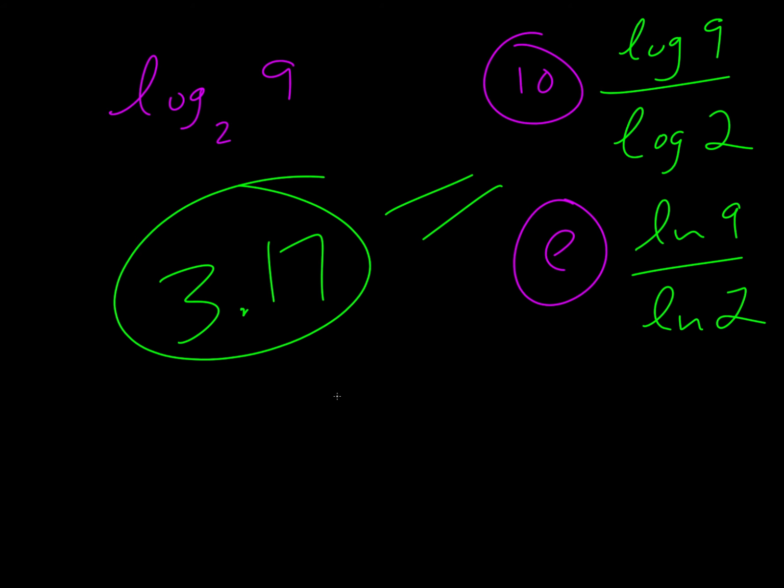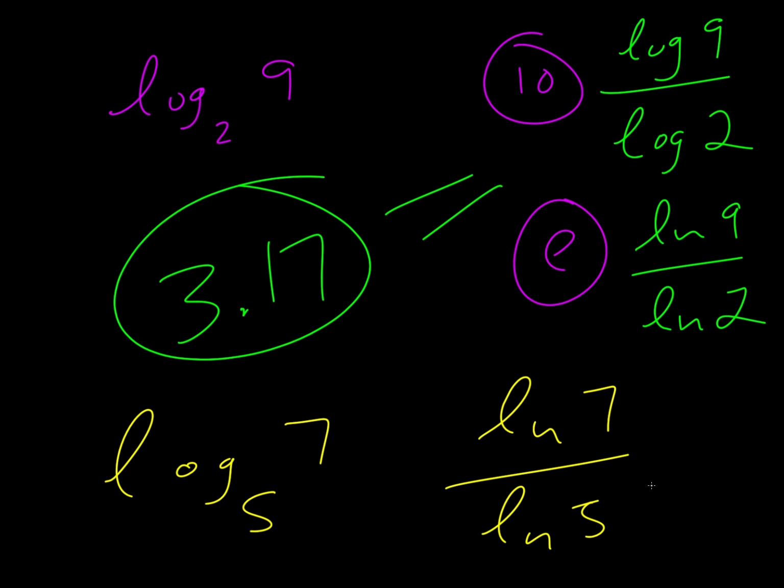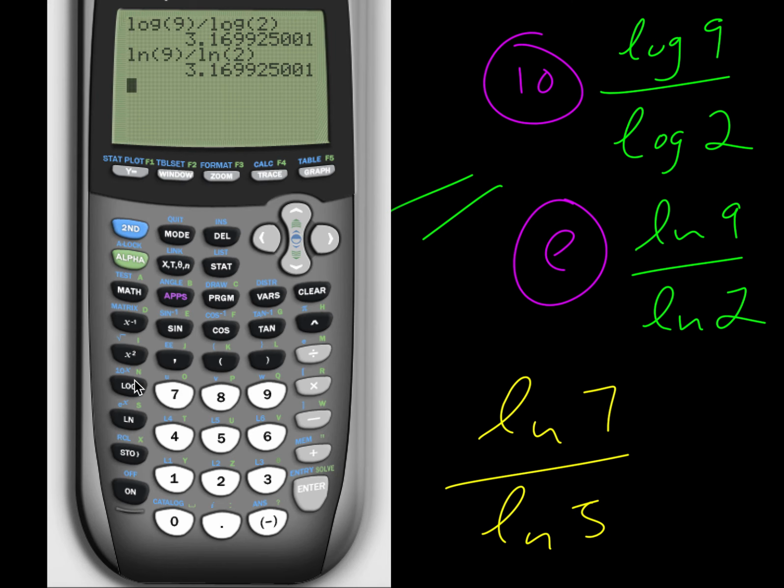So let's just do one more. The book doesn't have another example, but I just want to make it clear. You can always use log or you can always use natural log. Just make sure it's consistent. So if we do log base 5 of 7, we would just do natural log of 7 over natural log of 5. Go to our calculator. Natural log 7 divided by natural log of 5. We end up with 1.21.